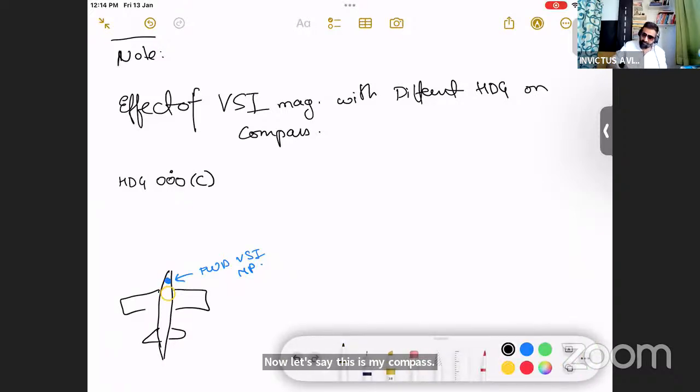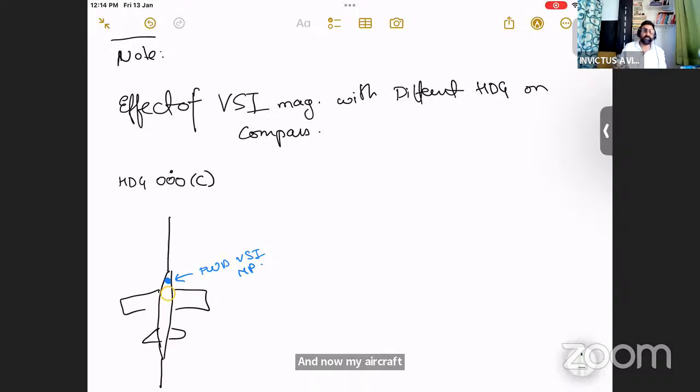And now my aircraft heading. What is my aircraft heading, students? My aircraft heading is the direction in which the nose of the aircraft points, or the direction in which the longitudinal axis points. Everybody write down this definition of heading. Heading is the direction in which the nose of the aircraft points, or the direction in which the longitudinal axis of the aircraft points. That is heading. I say again, heading is the direction in which the nose of the aircraft points, or the direction in which the longitudinal axis of the aircraft points. Okay.